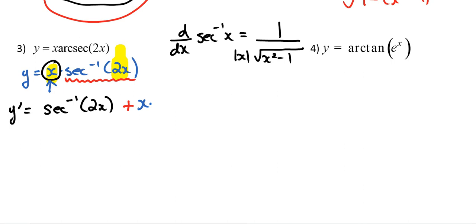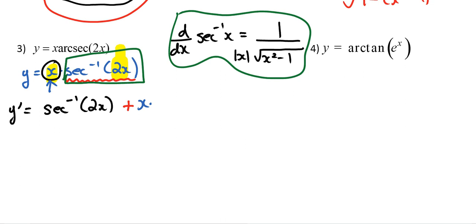Okay, so in order to find the derivative now of this part right here in your question, you go ahead and use the rule for the derivative of the inverse of secant x, and that's going to be 1 divided by the absolute value of 2x times the square root of 2x all squared minus 1.